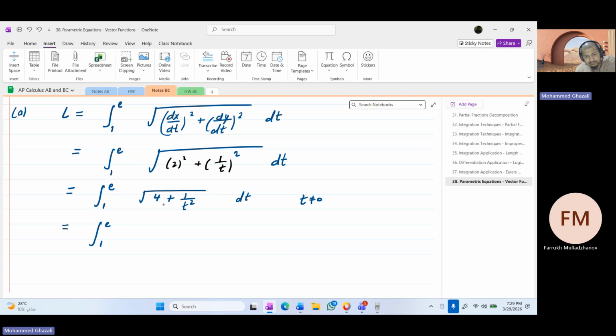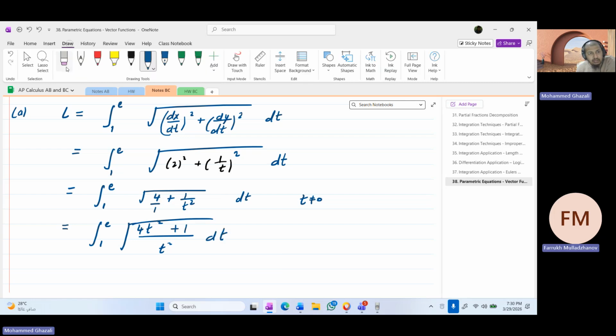You're going to get 4t squared plus 1 over t squared. Makes sense? So if you split it up, you get the square root of 4 plus 1 over t squared. Is that good so far? Just basic algebra. Yes, sir. Basic algebra. Now watch.